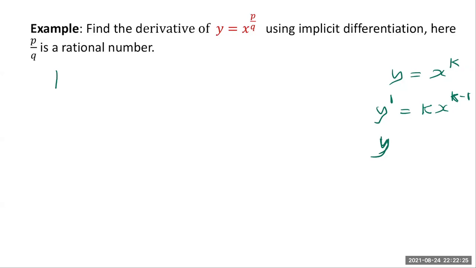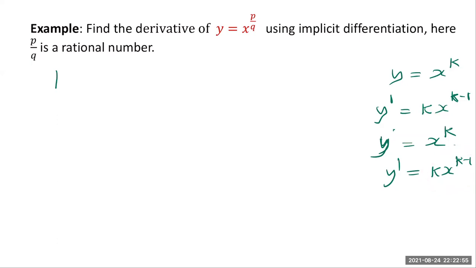Also, we left the case when k is a negative integer as an exercise for you in one of the homework assignments. When k is a negative integer, y is equal to x to the power k, then also y prime is equal to k times x to the power k minus 1. So that means when k is a positive integer or a negative integer, this formula holds. The derivative would be k times x to the power k minus 1.